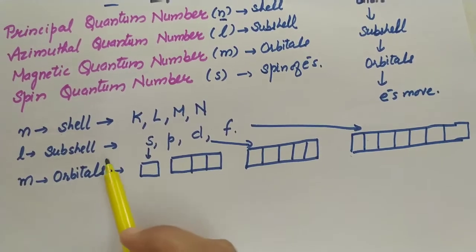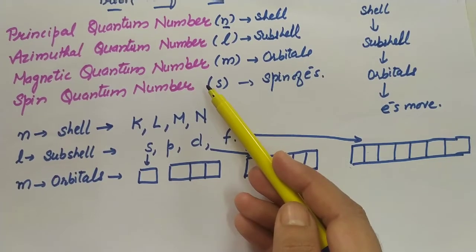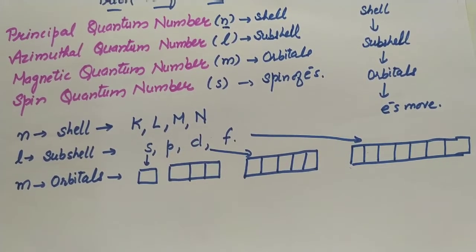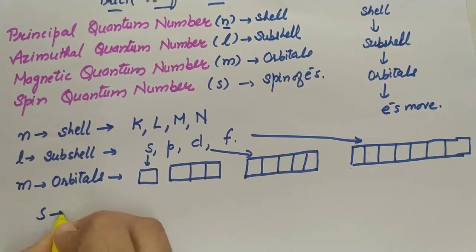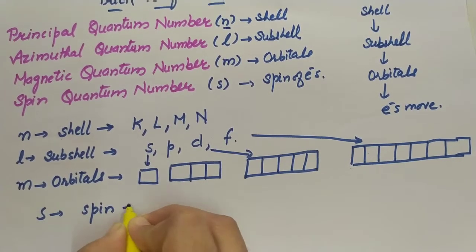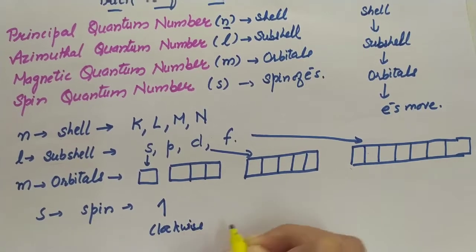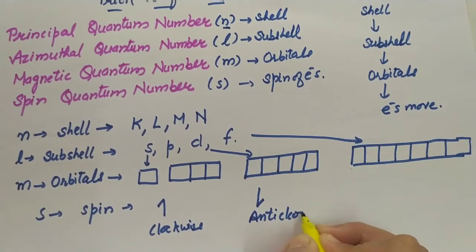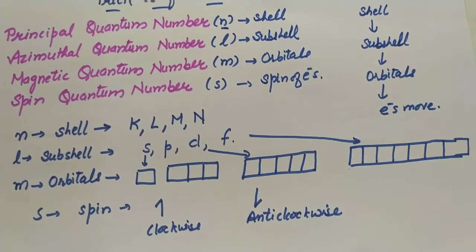Okay. So by finding the electronic configuration we can find out all the quantum numbers, and this is the basic introduction of the quantum numbers. n means shell, l means subshell, m represents orbital and s represents spin. Spin is either clockwise, clockwise means upward direction. This is clockwise, or anti-clockwise. This rotation is known as anti-clockwise rotation of an electron. So this is the spin quantum number.